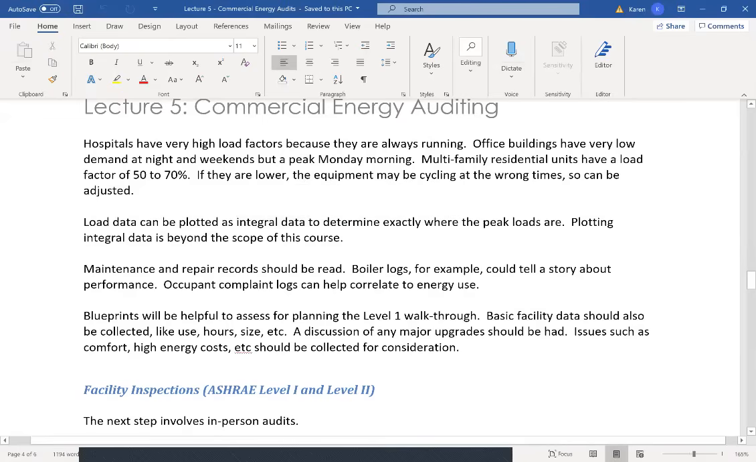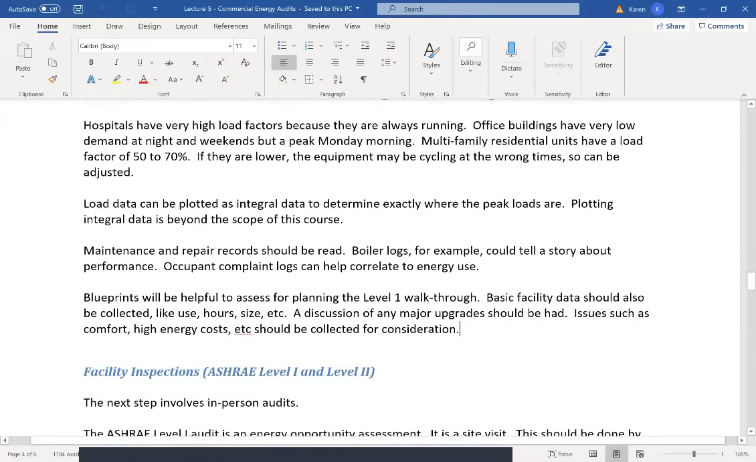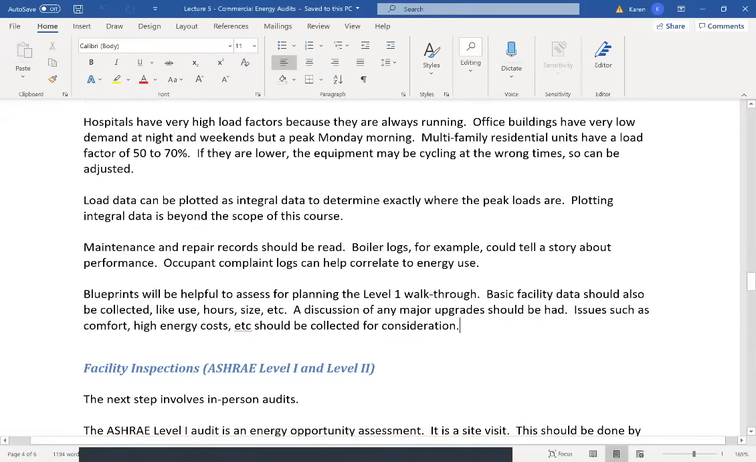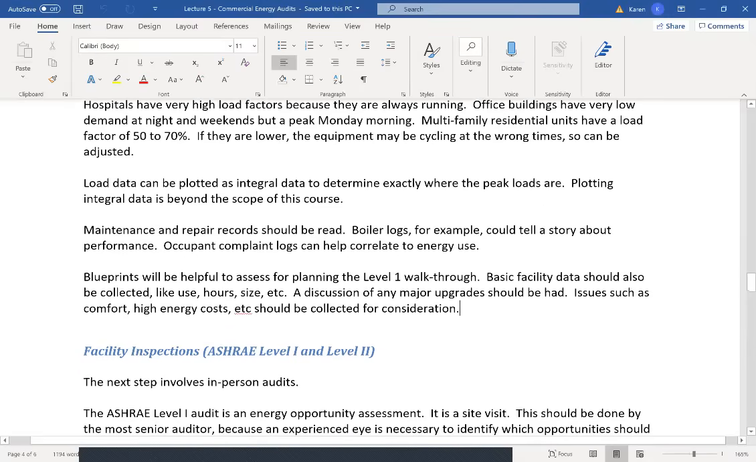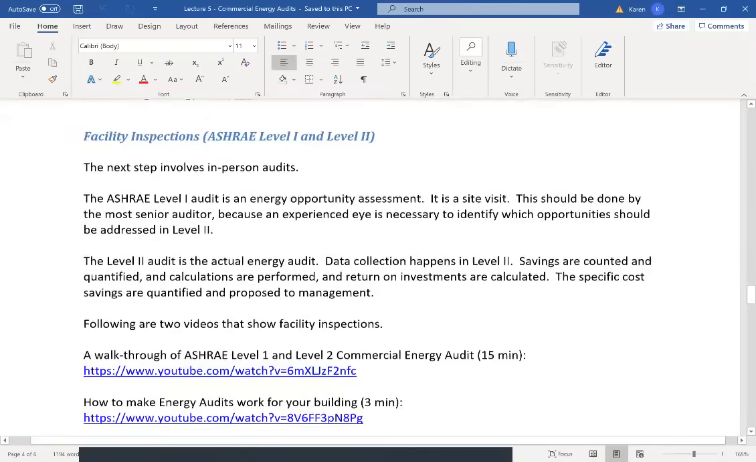You would do an analysis like that. You also have to look at the maintenance and repair records and look at where everything is in a facility so that you can plan out your level 1 walkthrough.